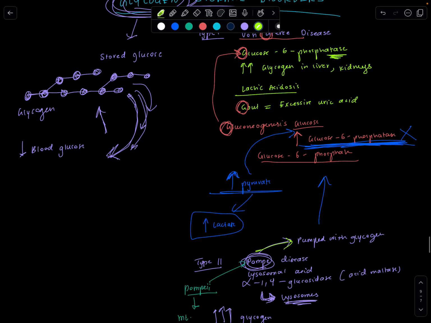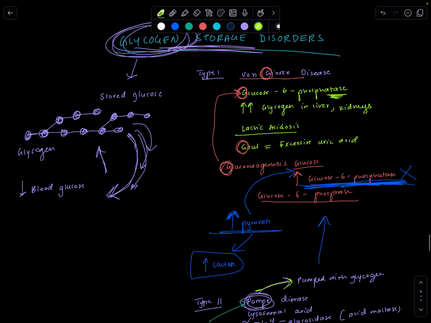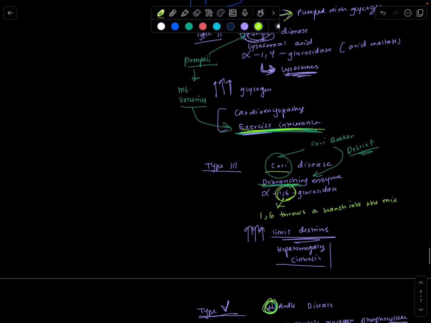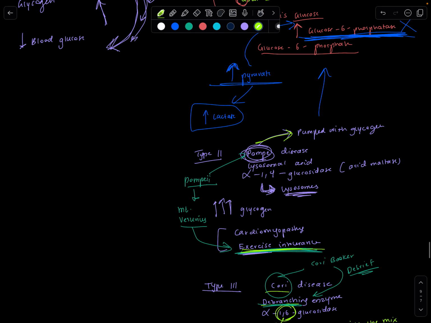Okay, so those are 4 of the glycogen storage disorders. I know that there's 5 ones, but these are the 4 main ones that we'll be going over today.